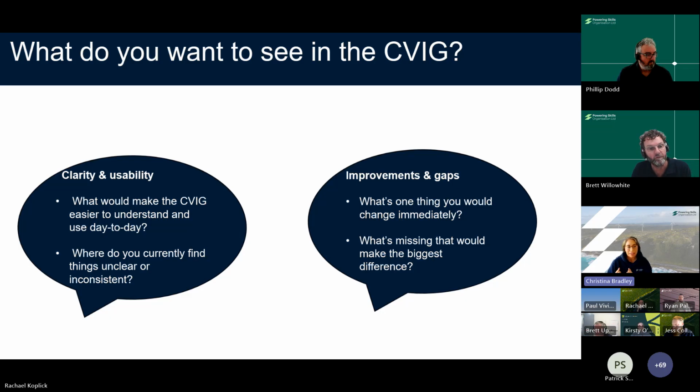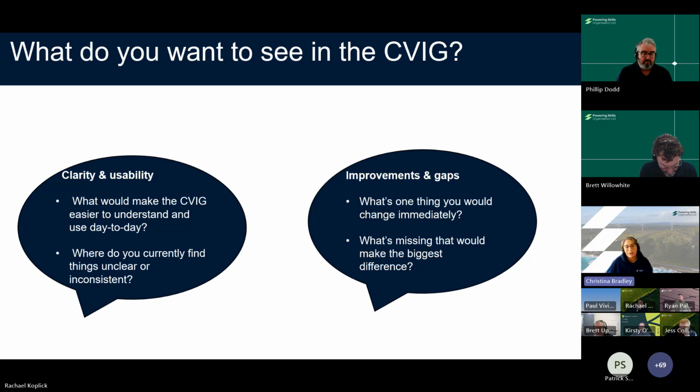We also would like you to tell us where you currently find things unclear and inconsistent so that we can avoid that. And then what we want you to think about are what improvements we could put into this. So what is one thing that you would like to see changed immediately? What's missing that could make a big difference to you?